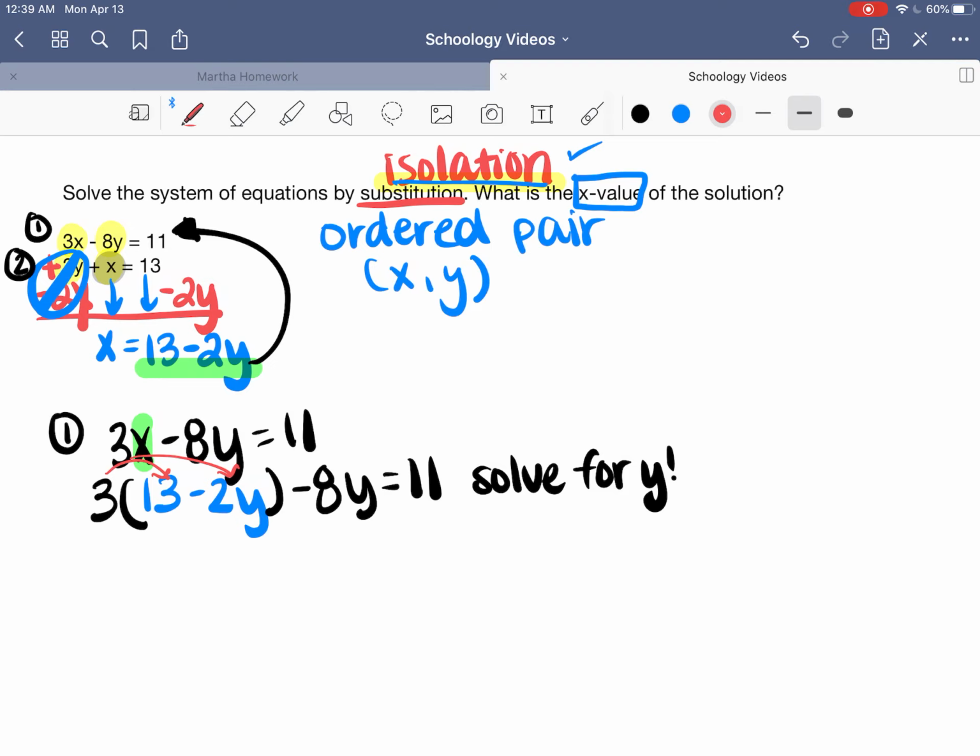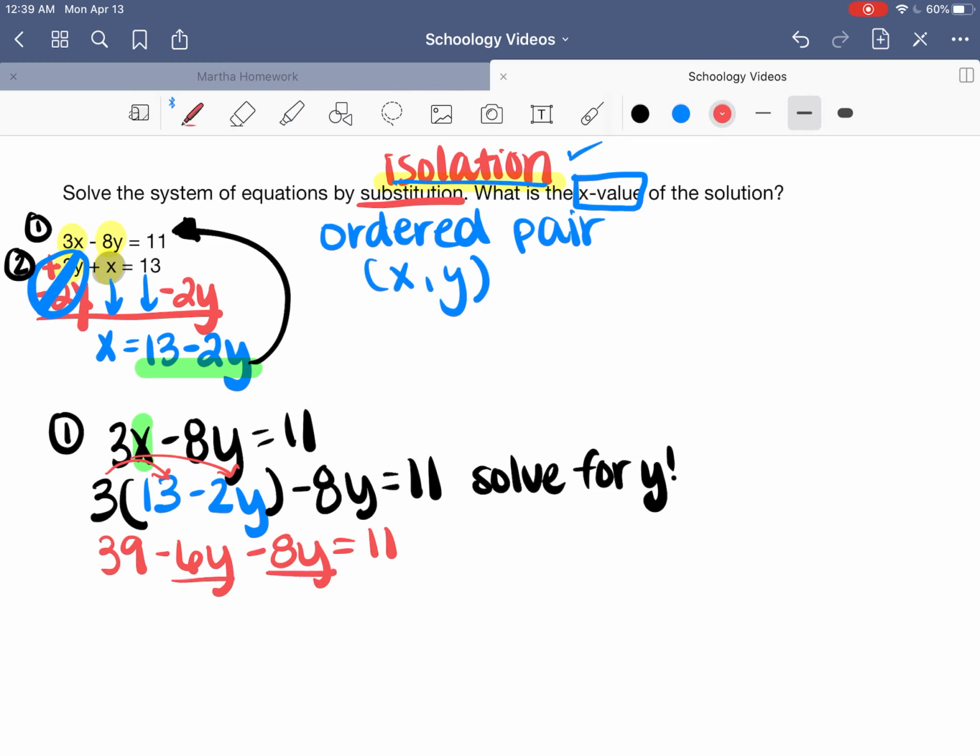So what's 3 times 13? It is 39. 3 times negative 2 gives me negative 6y. All right, and everything else we're just going to bring down: the negative 8y and the 11. Notice that my y's are not completely alone yet, but I do have 2 of them.